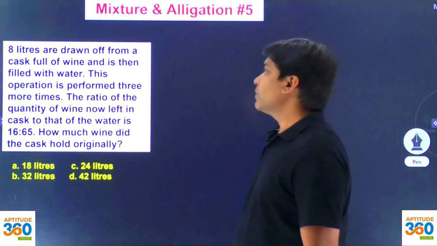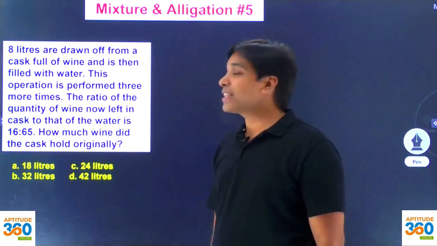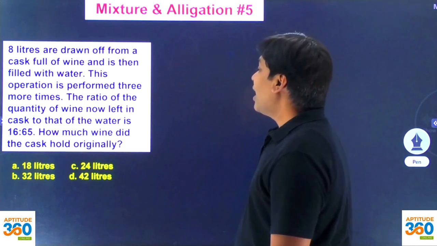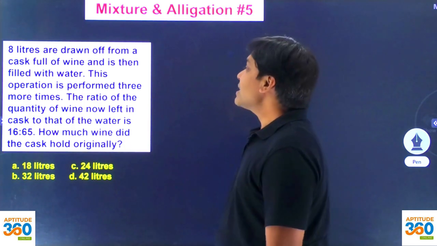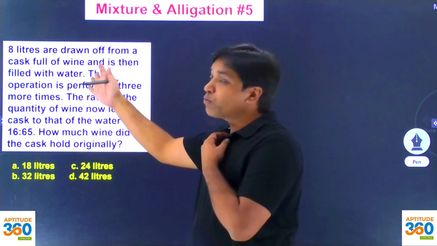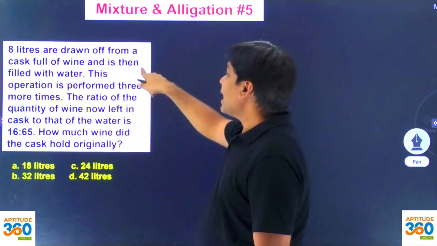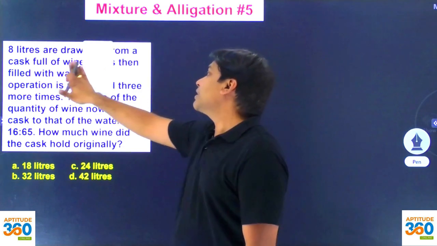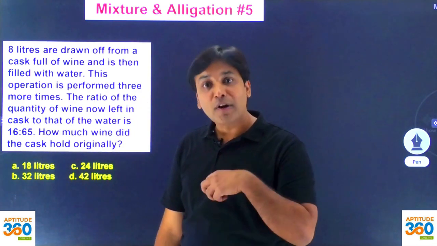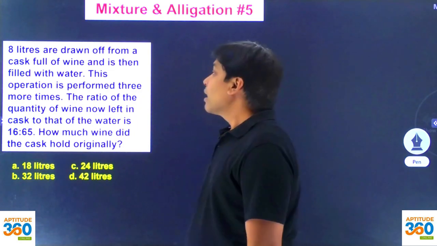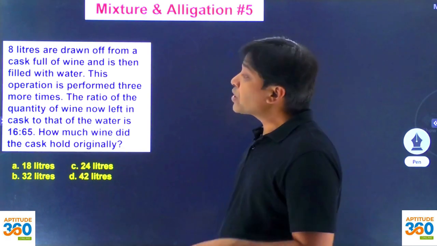Now solve this problem. Oh, this one is really very good, this one is really very good. People can get confused with this problem. It says that 8 liters are drawn off, and it was asked in the CAT examination. It was a cask full of wine and then filled with water. Wine was taken out and water was added. This operation is performed 3 more times.